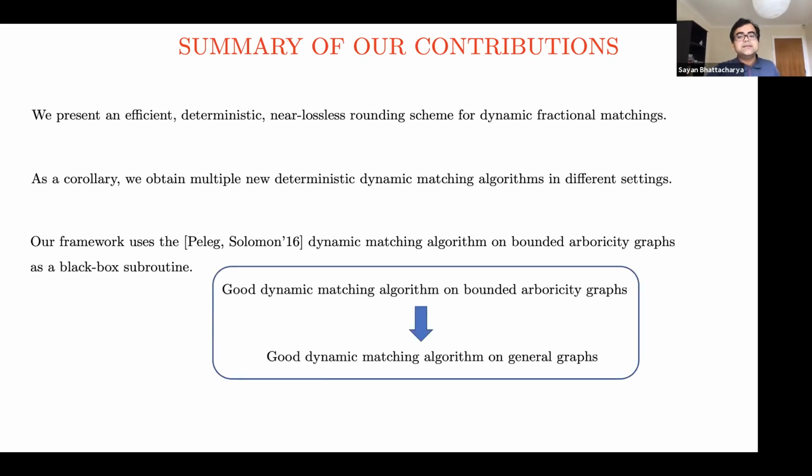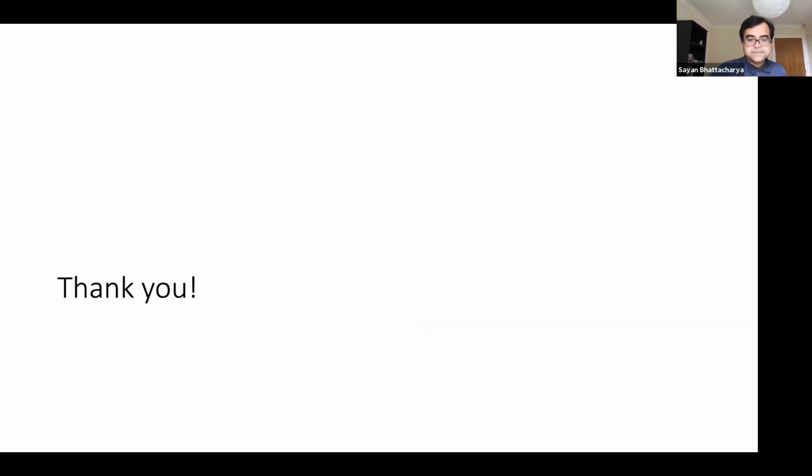And this just means that if we manage to give good dynamic matching algorithms on bounded arboricity graphs, then we can boost them up to actually convert them into good dynamic matching algorithms on general graphs. And I find this message conceptually very intriguing, that if you can solve dynamic matching on bounded arboricity graphs, you can solve them on general graphs. Okay, so this is the conclusion.